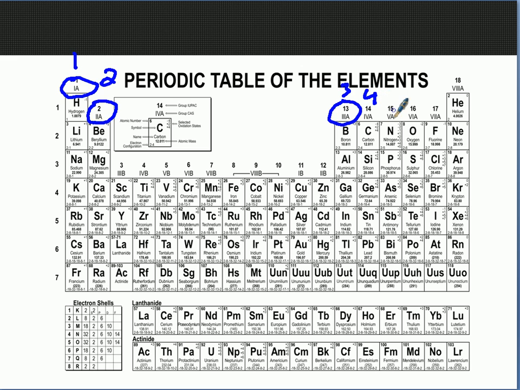These will have 4. Group 5A has 5. Group 6A has 6. And you'll start to notice a trend here. Noble gases are the most stable. They will have a full octet, 8 valence electrons.